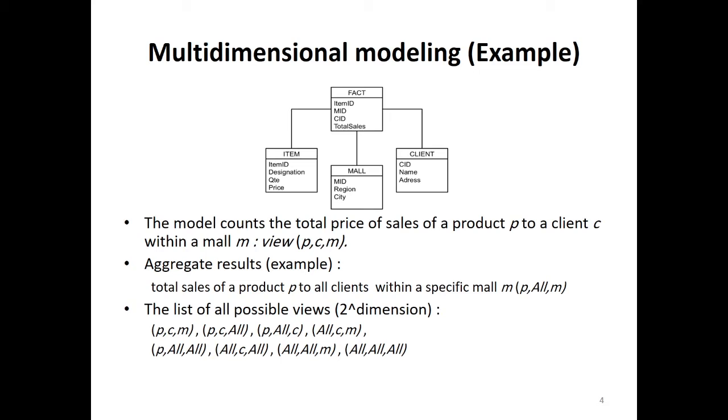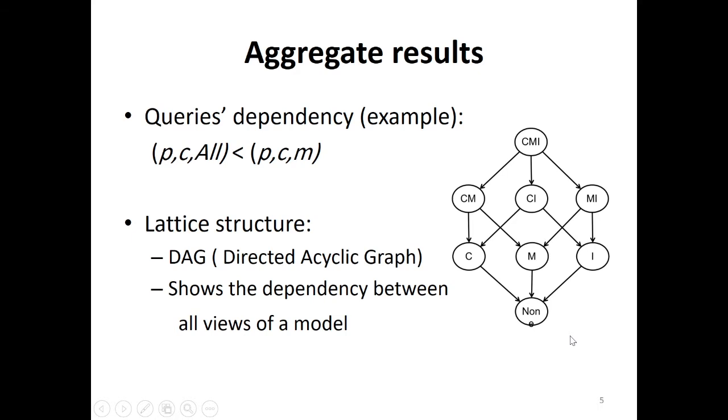Here we have enumerated all possible views of the given example. We note that the number of all possible views is equal to 2 to the power of the number of dimensions. We can say that there is a concept of dependency between views, since some views can be answered from other ones. Here we take an example. The view labeled PCO can be answered from the one labeled PCM, since it contains more details.